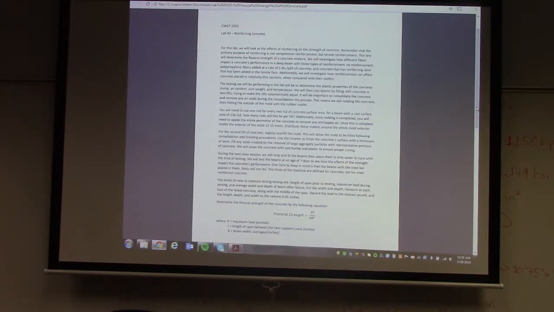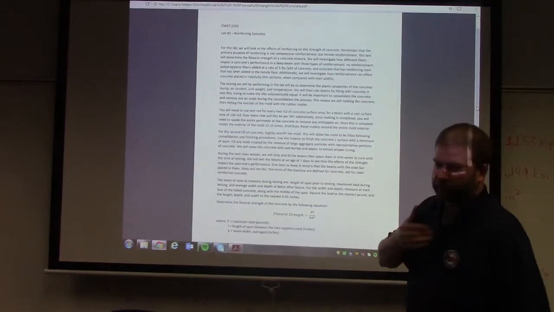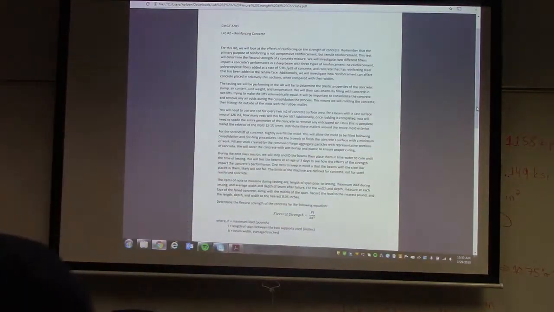Are we going to use the mixer? Oh yeah, we're going to use the mixer. Once you get through Materials 1, where you mix it by hand. This fall you'll mix by hand, so don't worry.